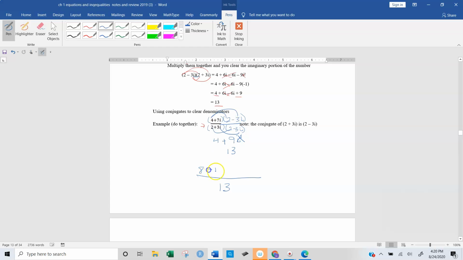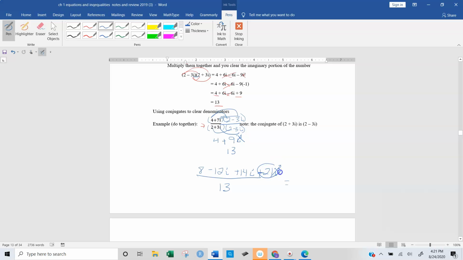Multiply through here, minus 12i. Multiply your 7i through, so now you've got a plus 14i, and then a minus 21i squared. Don't forget that i squared right here. All right, so now let's combine these things. Well, I know the i squared is going to make that a plus 21.